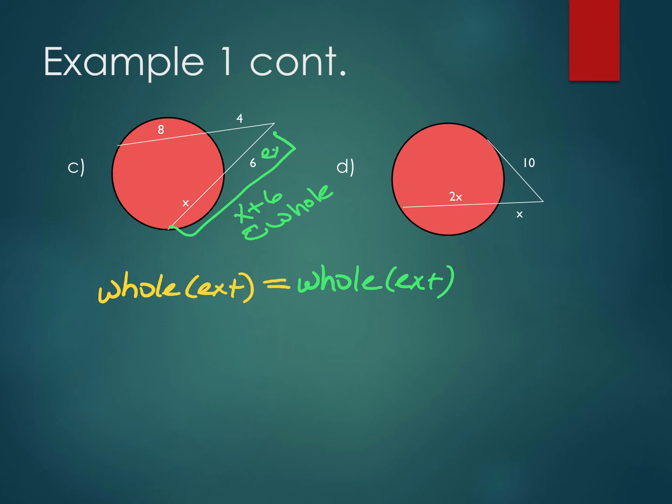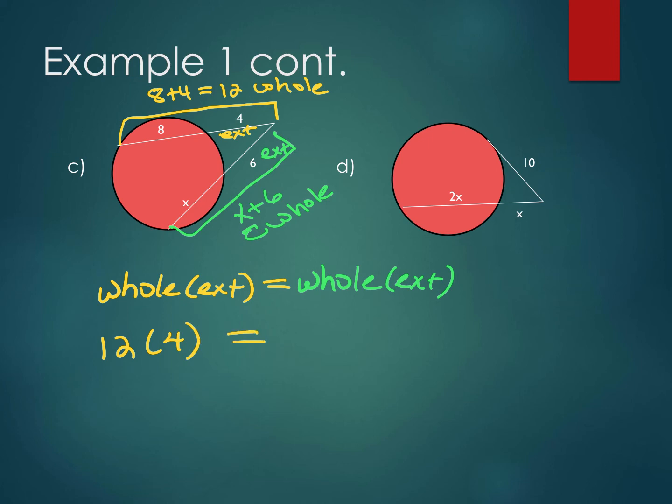The 6 is the external piece. Then up here, this secant segment, to get the whole, I need to add 8 plus 4. So my whole is 12. And then the external piece is the 4. So I'm going to do 12 times 4 is equal to x plus 6 times 6.